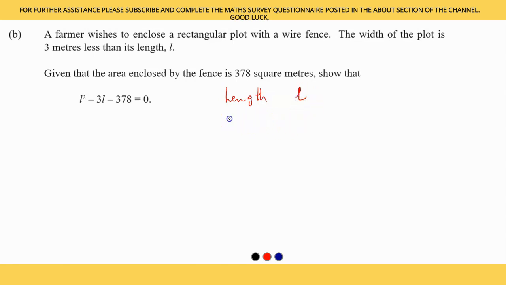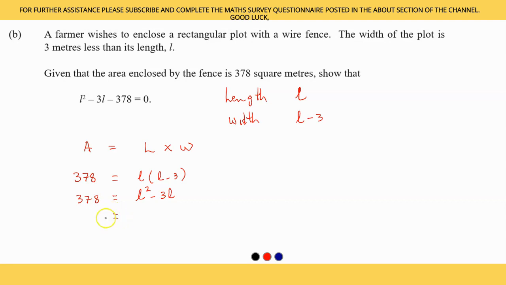And then the width is 3 meters less than the length. So we would have length minus 3. So that's the width. And we know that the area of a rectangle is the length times the width. So we have the area given as 378 square meters, and the length is L, and the width is L minus 3. Let's simplify the right hand side. So what we have there is L squared minus 3L, and on the left hand side we have 378.